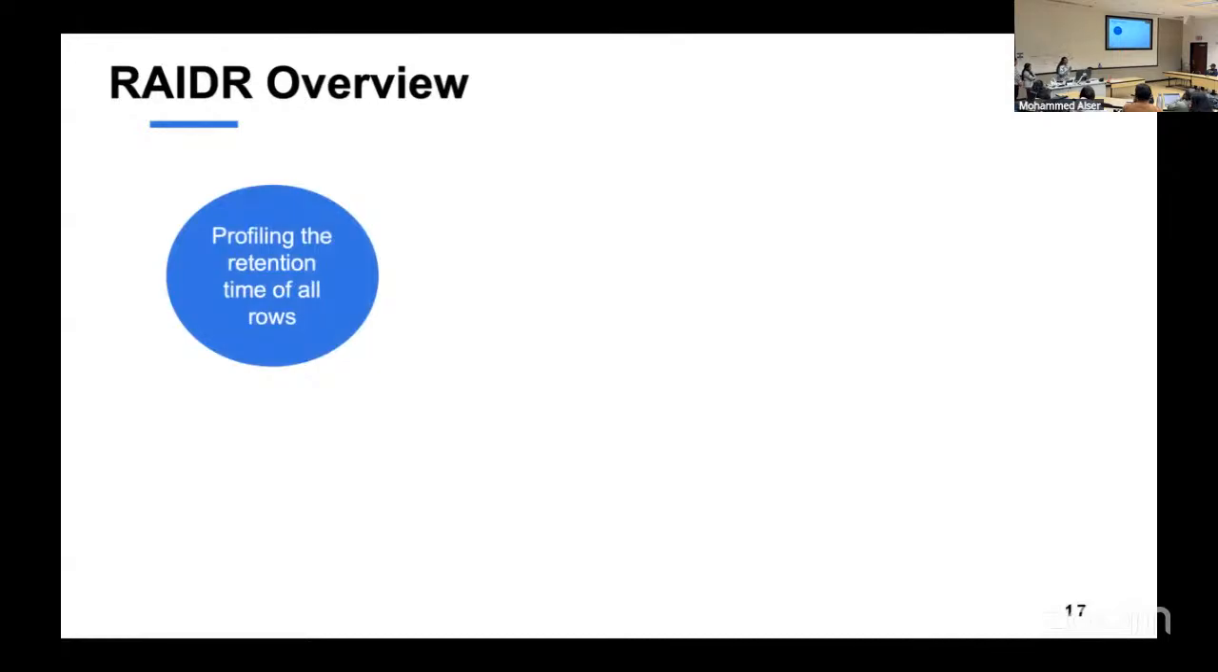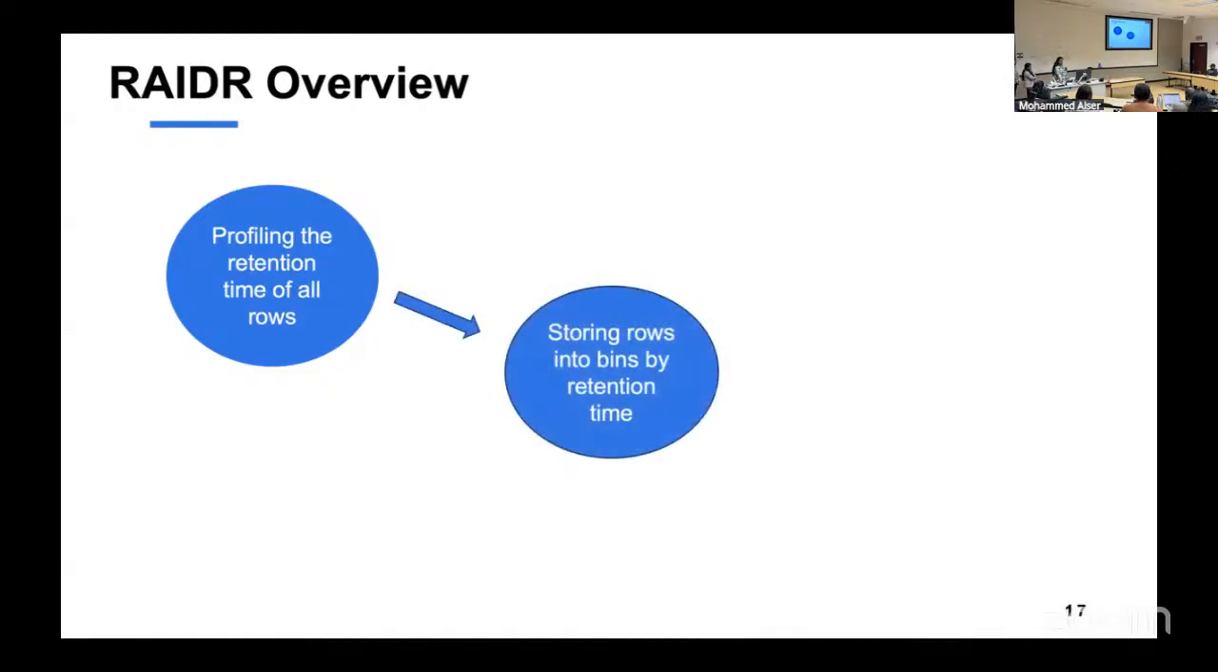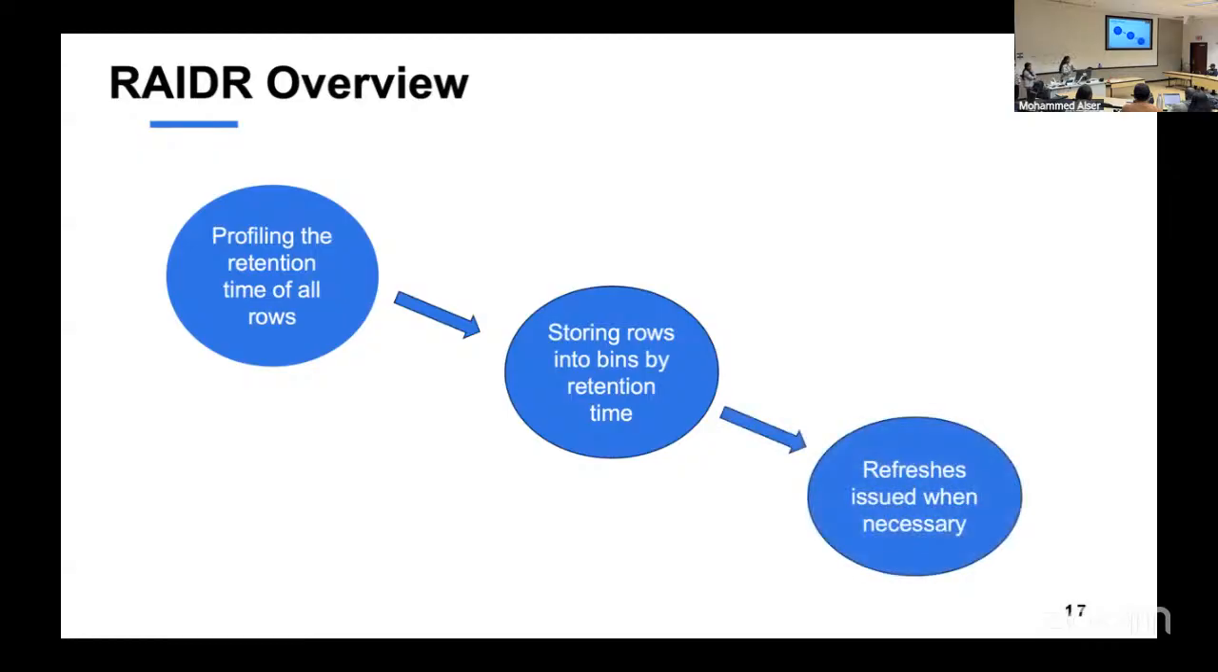It has mainly 3 steps. At the start of the slides, my teammate explained a scenario, the plant scenario. We can relate these 3 points to that scenario: the first step is profiling, the second is storing rows into bins by retention time, which is binning, and the third is refreshes issued when necessary. The first step is like her checking whether a plant belongs to the wet plants or the dry plants. We can consider the profiling step like that.